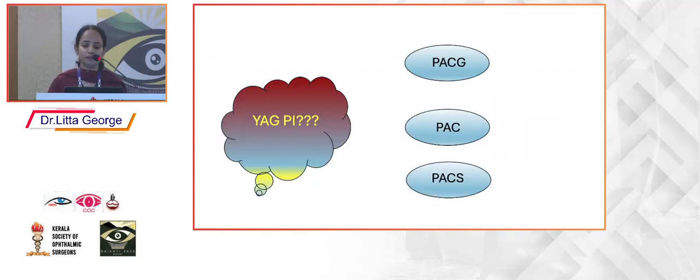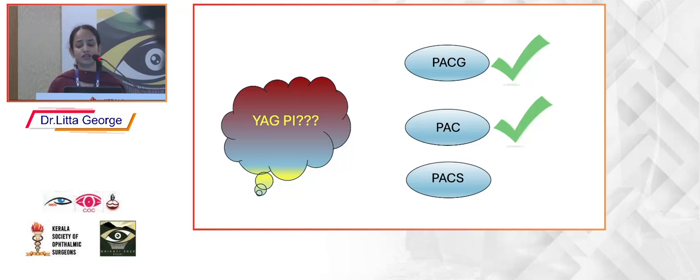So regarding YAG PI in primary angle closure disease, in primary angle closure glaucoma, there is no doubt you have to definitely do a PI. There is some controversy as to whether YAG PI is going to help when there is extensive synechial angle closure, but the current dictum is even if there is extensive closure, you have to definitely do a YAG iridotomy. In primary angle closure also, you have to do a YAG iridotomy, and the dilemma is only with regard to primary angle closure suspect.